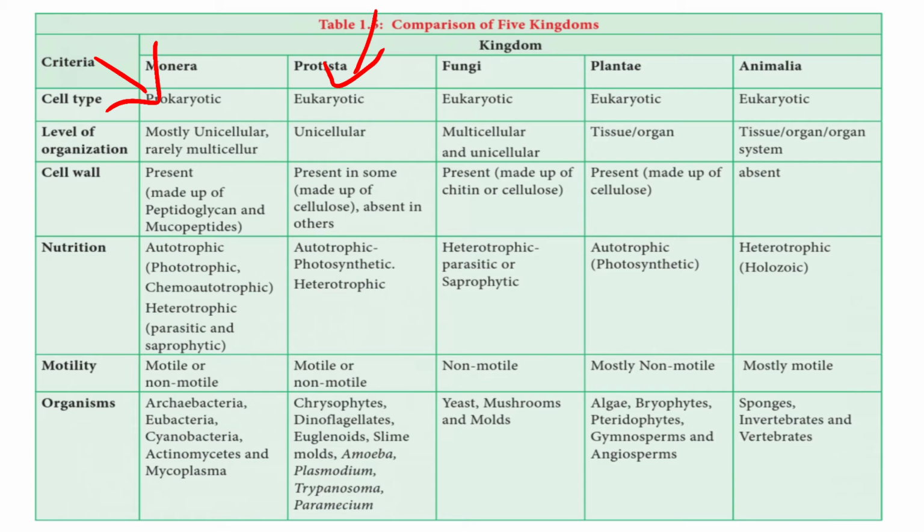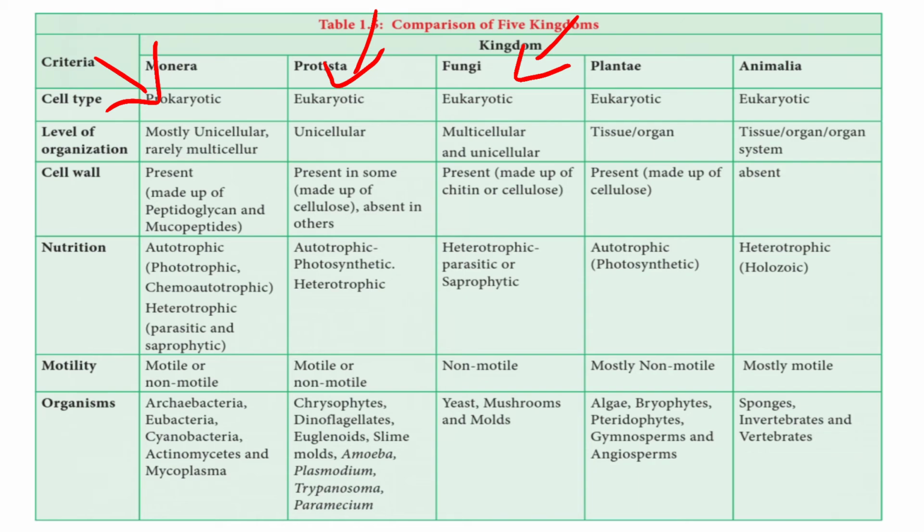So next we move on to the fungi. Fungi cell type is eukaryotic. Level of organization is both multicellular and unicellular. Multicellular type of fungi is also here; multi means many cells, the fungus is made up of many cells. Or unicellular, so single cell fungal organisms are also there. Cell wall is made up of cellulose or chitin. Chitin is the chief cell wall material. They may ask this for 1 mark also: the cell wall of fungi is made up of chitin.